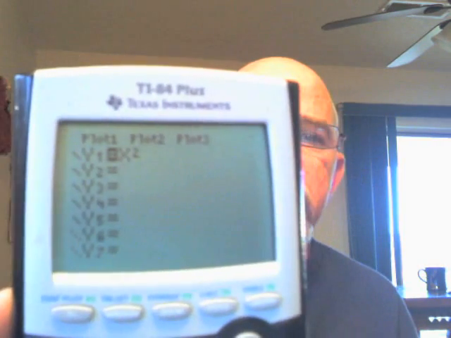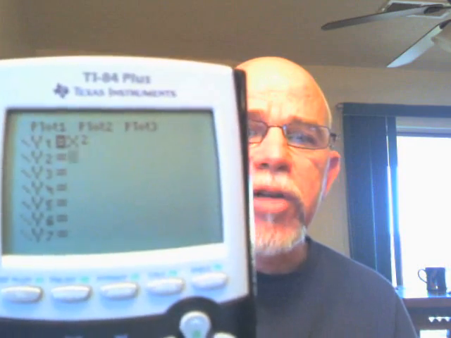We're going to talk about parent graphs. This parent graph that we're talking about today is the one we're starting with. It looks something like this. You can see that. Let me get a little closer. The y1 function is x squared. Well, that's the parent graph of the quadratic, where a is 1 and b is 0 and c is 0.